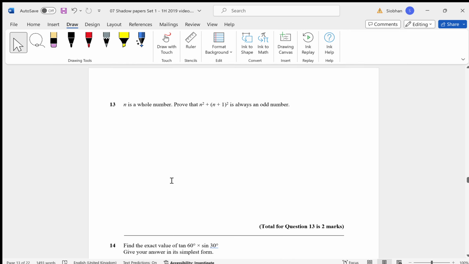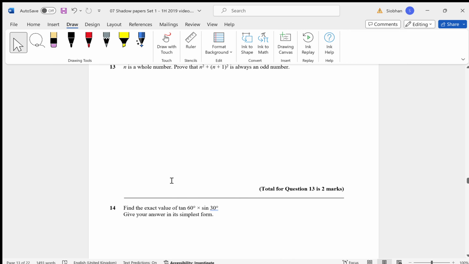Okay, next question 13. So we haven't done much proof. However, what you can do is to use some of your algebra knowledge to expand out this double bracket. Now lots of you did substitute numbers in, which is pretty good, and you found that whenever you put n in, you always got an odd number. Now that proves it for every case that you have shown, but it doesn't prove for every single case.